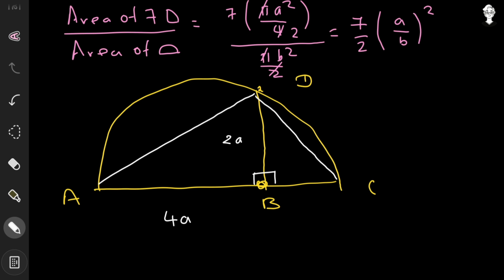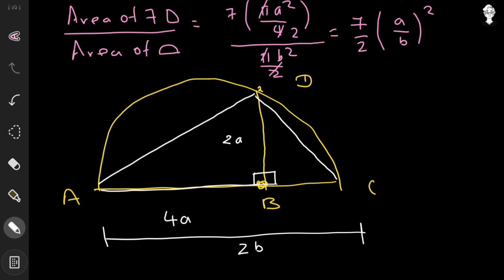Okay, now what can you say about the length of BC? As from A to C the total length is the diameter of this semicircle, and the radius of this semicircle was equal to B. So the diameter is going to be equal to 2 times B. From A to B the length is already 4 times A. So BC is going to be the longer minus the shorter. So 2 times B minus 4 times A would give me the length of BC.